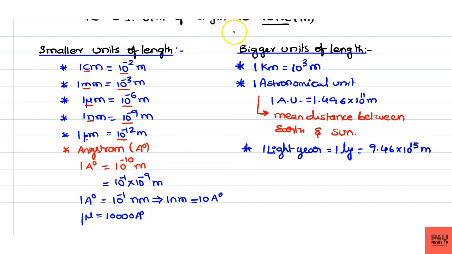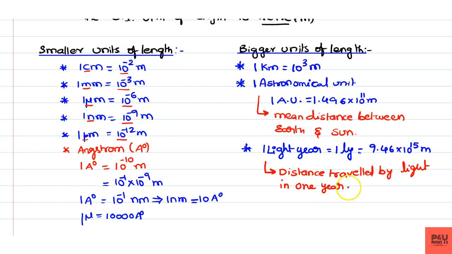So what does this light year mean? Light year is nothing but the distance traveled by light in 1 year. We know light has a speed of 3 into 10 power 8 meters per second. So with that speed, how much distance it can travel in 1 year, that is called a light year.